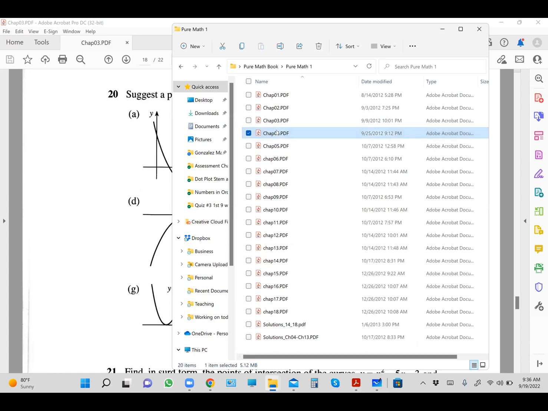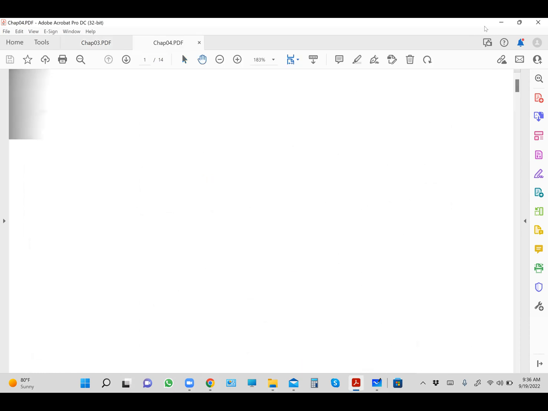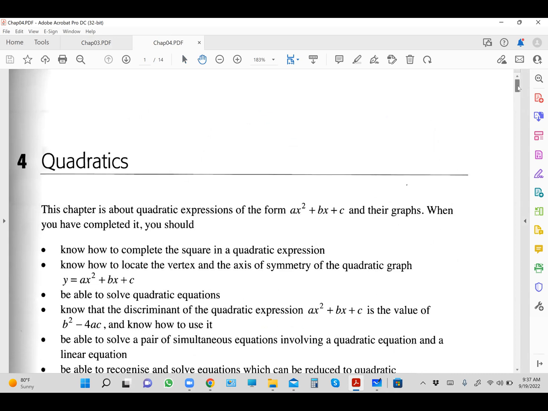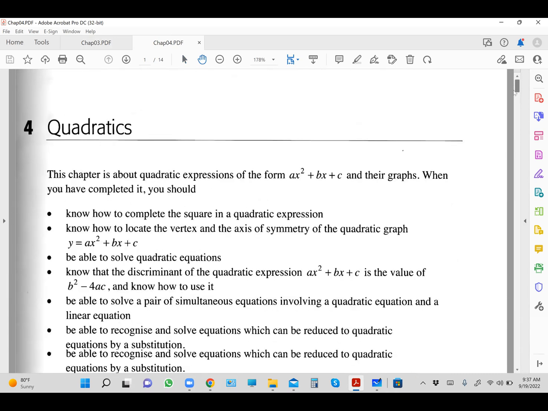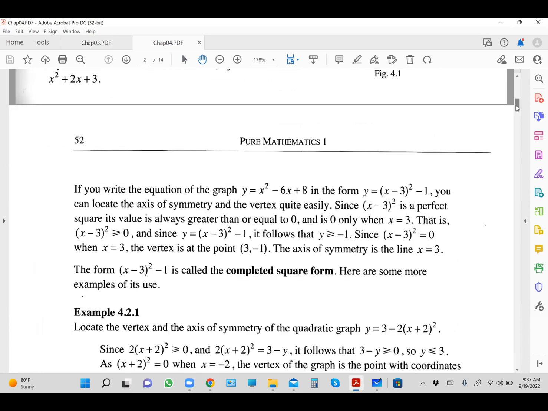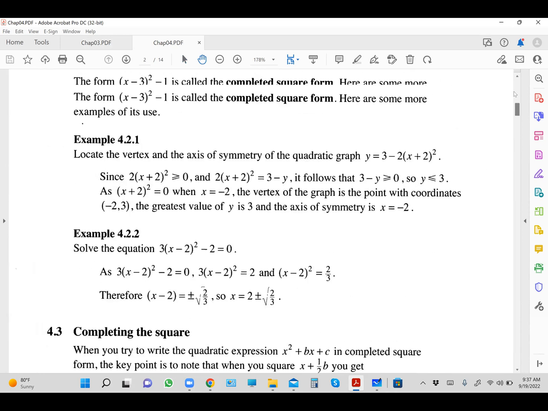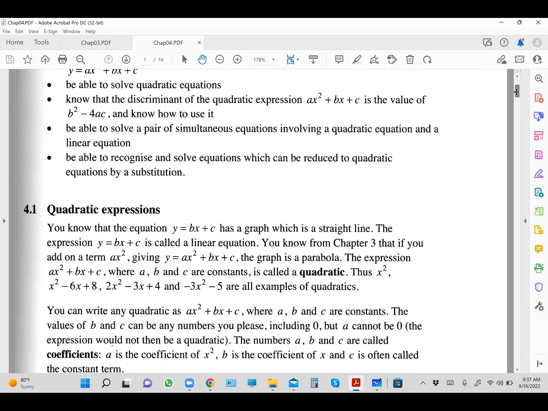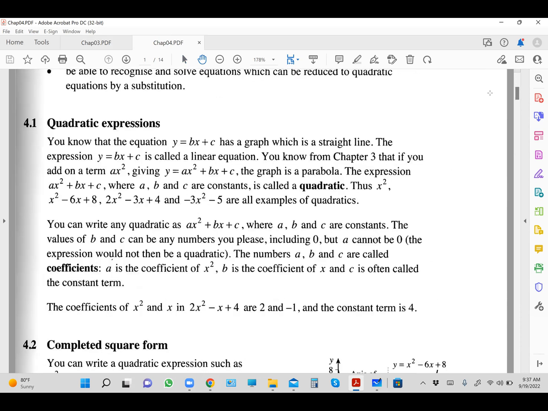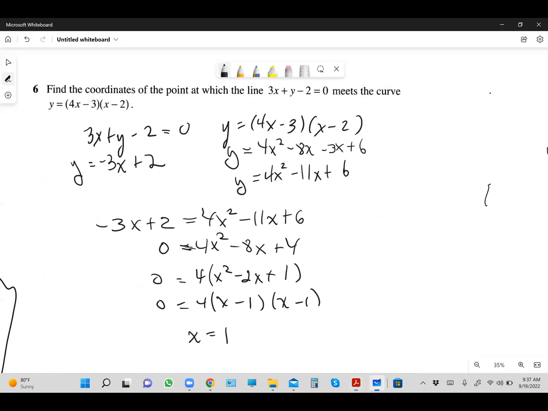Chapter 4 is the pivotal chapter. Chapter 4 tells me if you even have potential to pass the test at the end of the year. So here's what we gotta do. We gotta discuss something called completing the square. Okay. So the first concept we're going to discuss here is what is a quadratic?